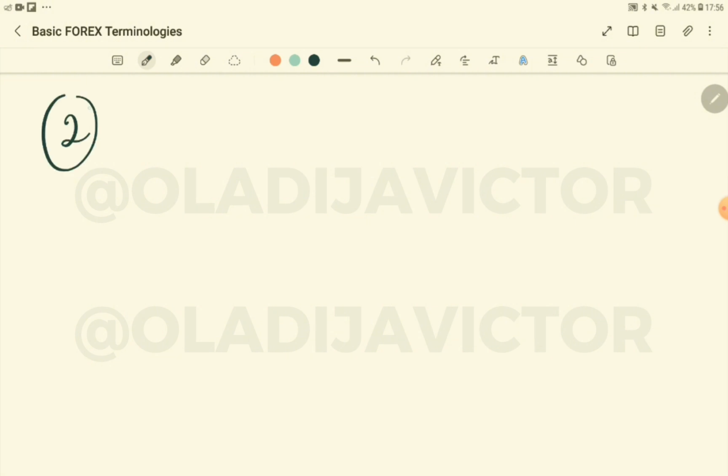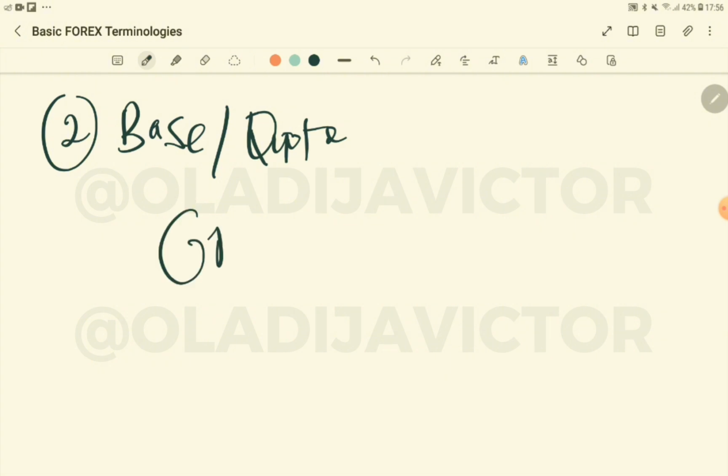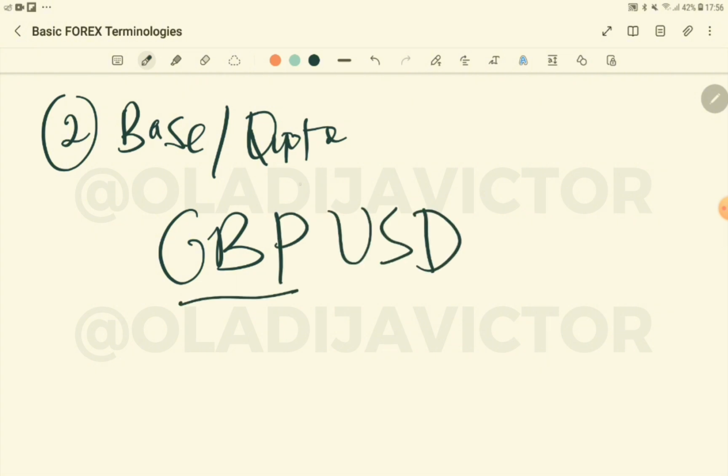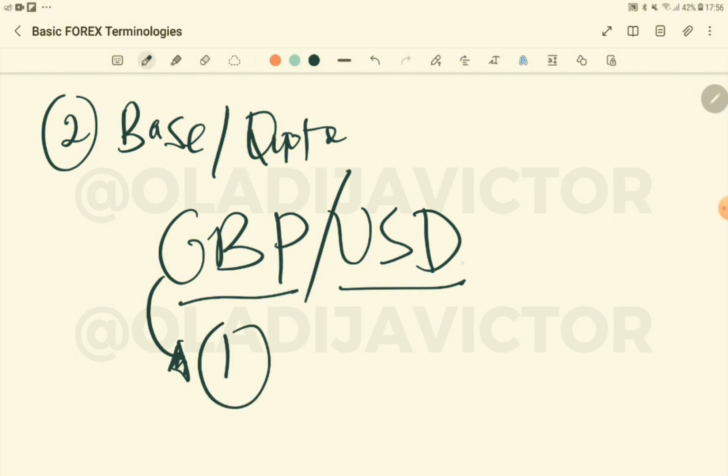The second is base and quote. In one of the videos, I already explained this, the base and the quote. The base is the first currency in a pair. For example, now you have GBP USD. This is the base and this is the quote. Now the value of the base is always 1. The value of the quote is how much of this you would need to buy one of this.